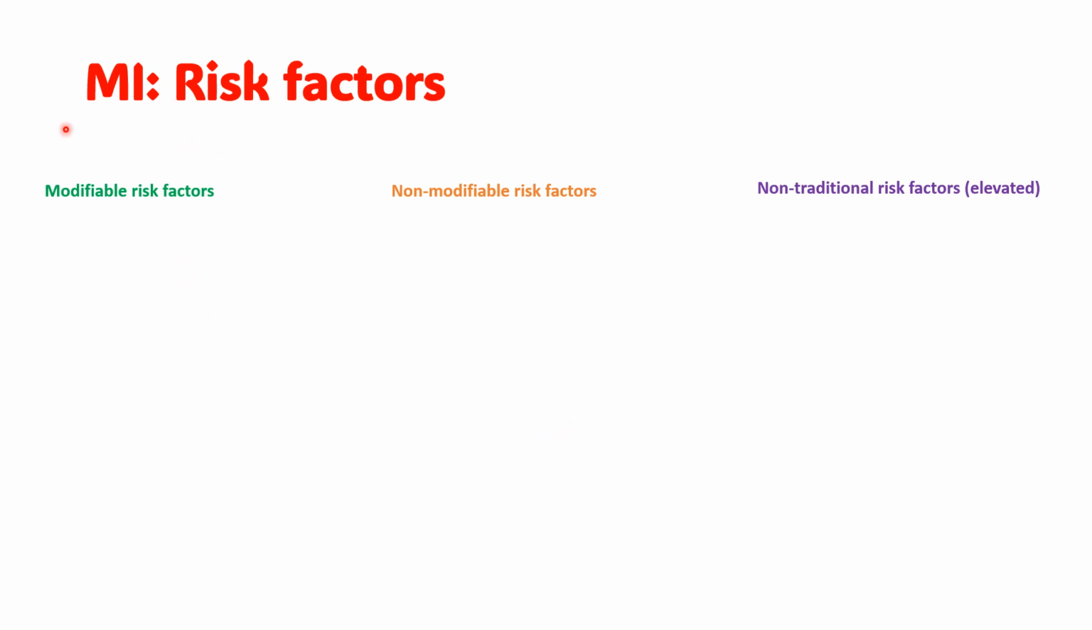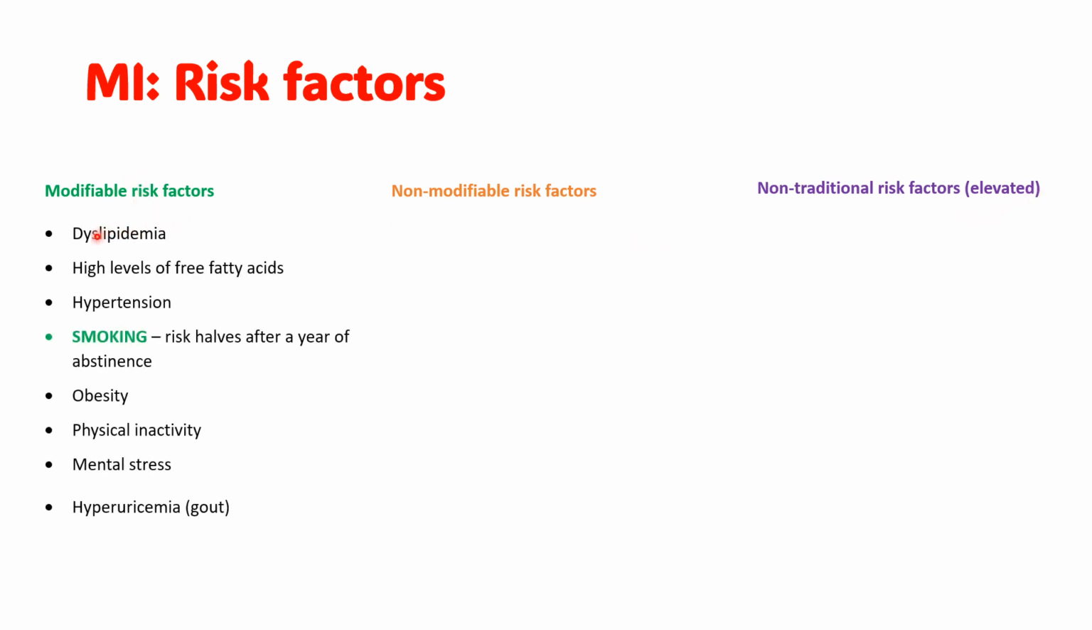It's important we talk about some of the risk factors. In the other videos we talked about modifiable and non-modifiable risk factors. We also need to talk about some non-traditional risk factors, where it's a list of substances which are elevated. Let's just recap the modifiable risk factors first. So, dyslipidemia.